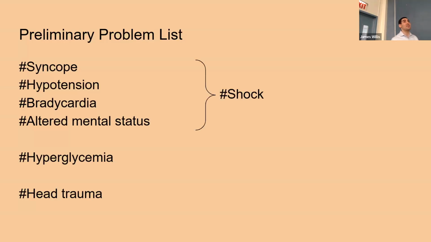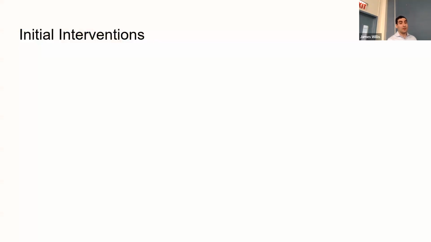Shock. Yeah, this patient is in shock, and that's the important thing to recognize. We'll go into the type of shock he's in, but recognize that this is a critically ill patient in shock. Okay, so what initial interventions do you want to do for this critically ill patient?